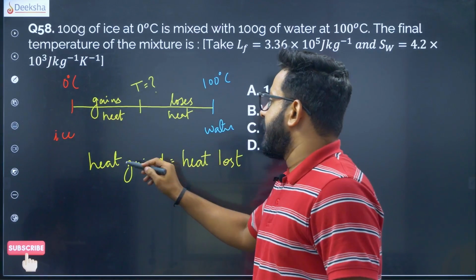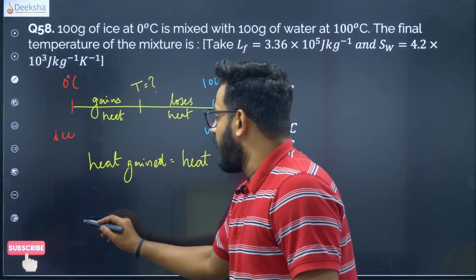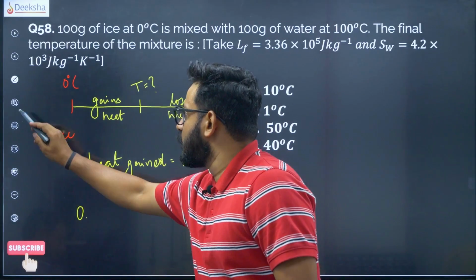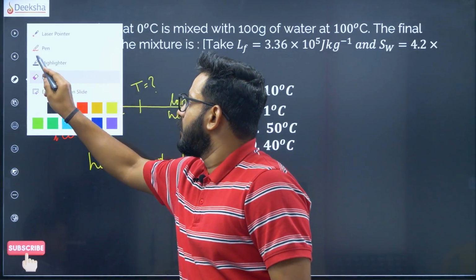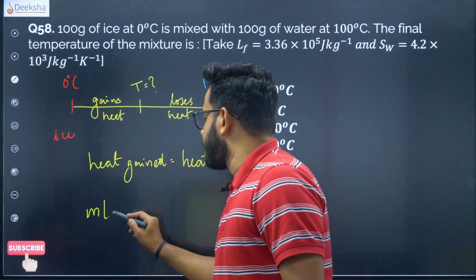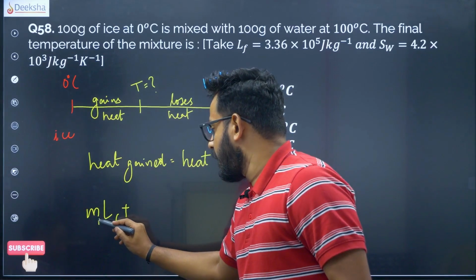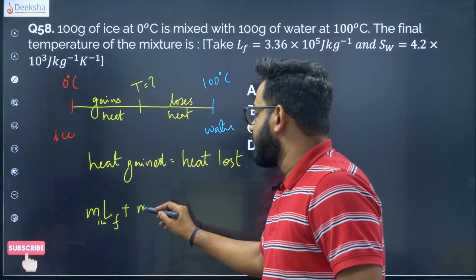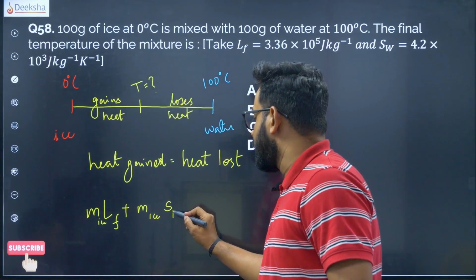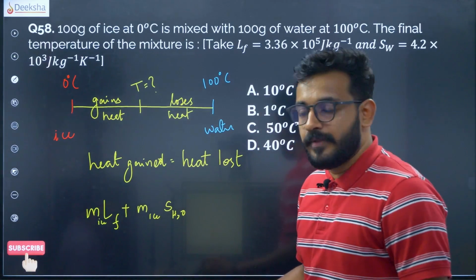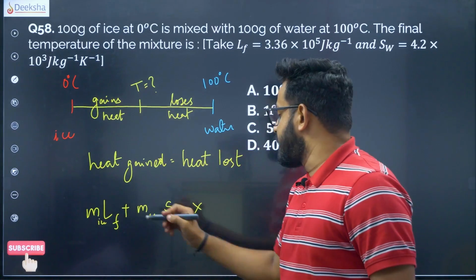So what is the heat gained by ice? First of all, it has to melt, so latent heat must be there. Let me write the formula that will eradicate all the doubts. So first the latent heat mL, that is latent heat of fusion of ice, mass of ice into this, and next specific heat, mass of ice into specific heat of water, because it has already melted, into delta T, temperature change, that is T minus 0.